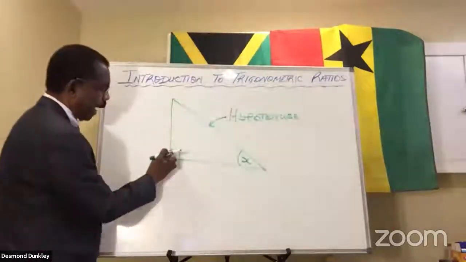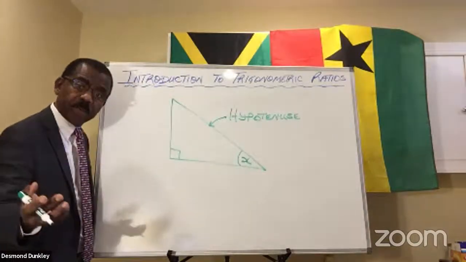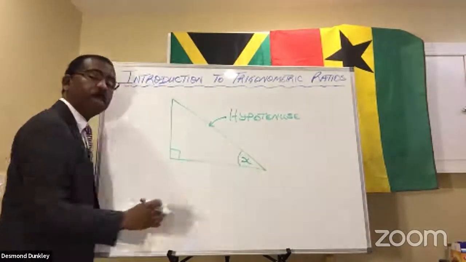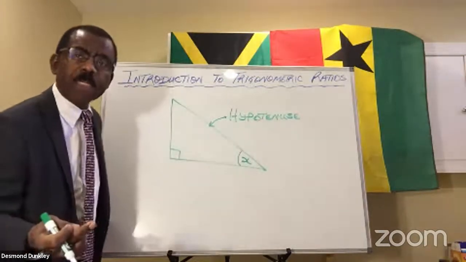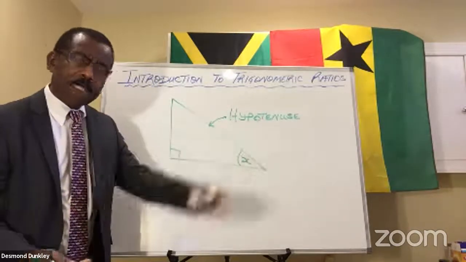Remember, if it's a right triangle, all three angles make 180 degrees. So if this is 90, then these two must make 90 degrees. They are called complementary angles. That's for a different conversation.